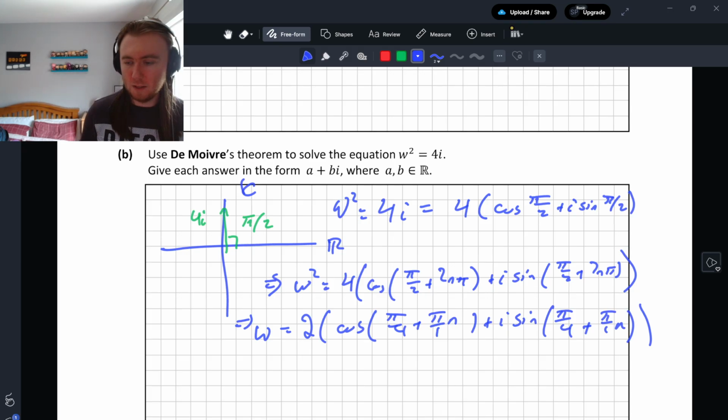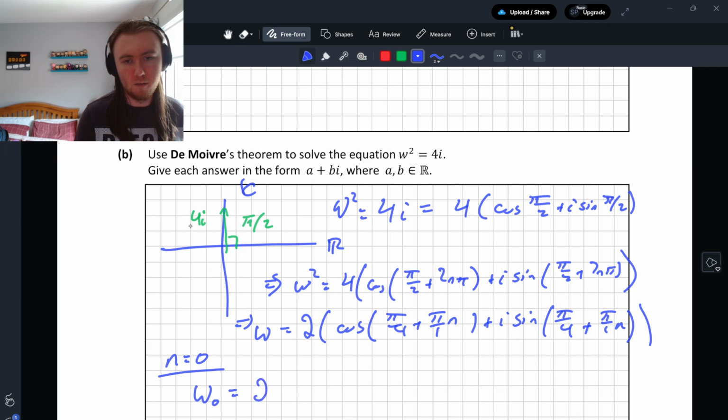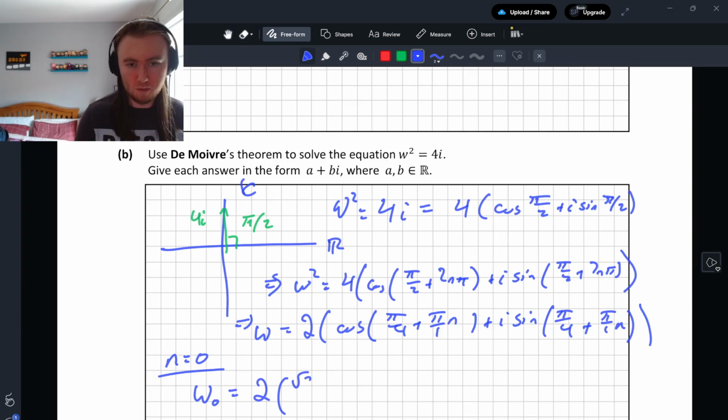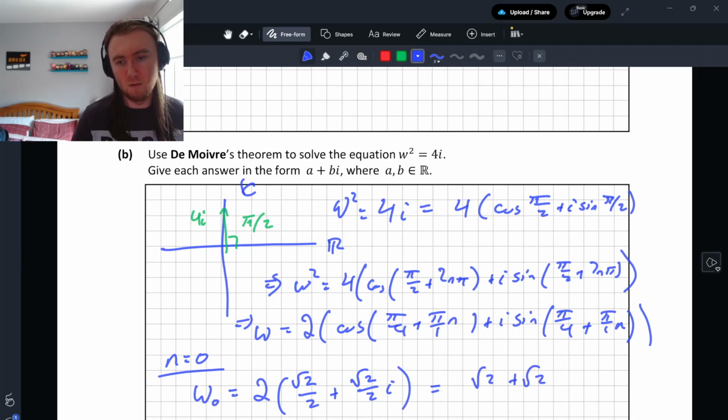So we're just subbing in different values. The first one is going to be subbing in n equal to 0. So w0 is 2 times cos of pi over 4. That's the nicest way to do this. So root 2 over 2 plus root 2 over 2 i. So that'll just be root 2 plus root 2 i.